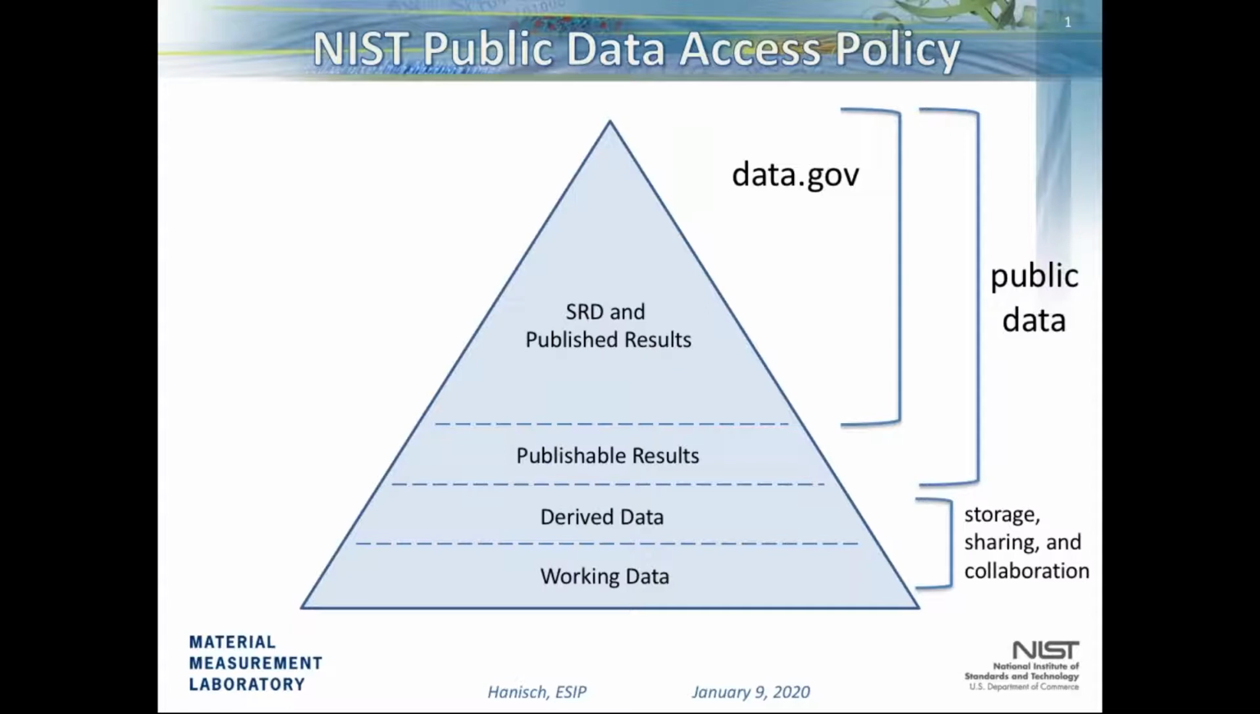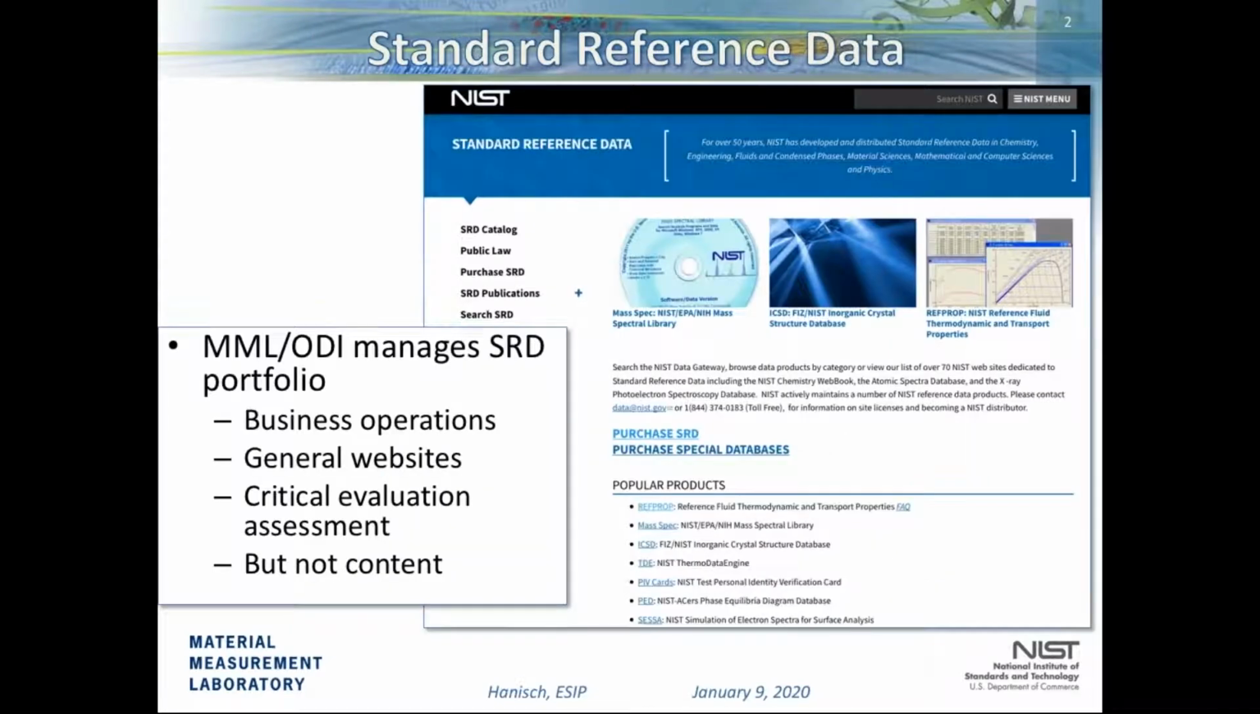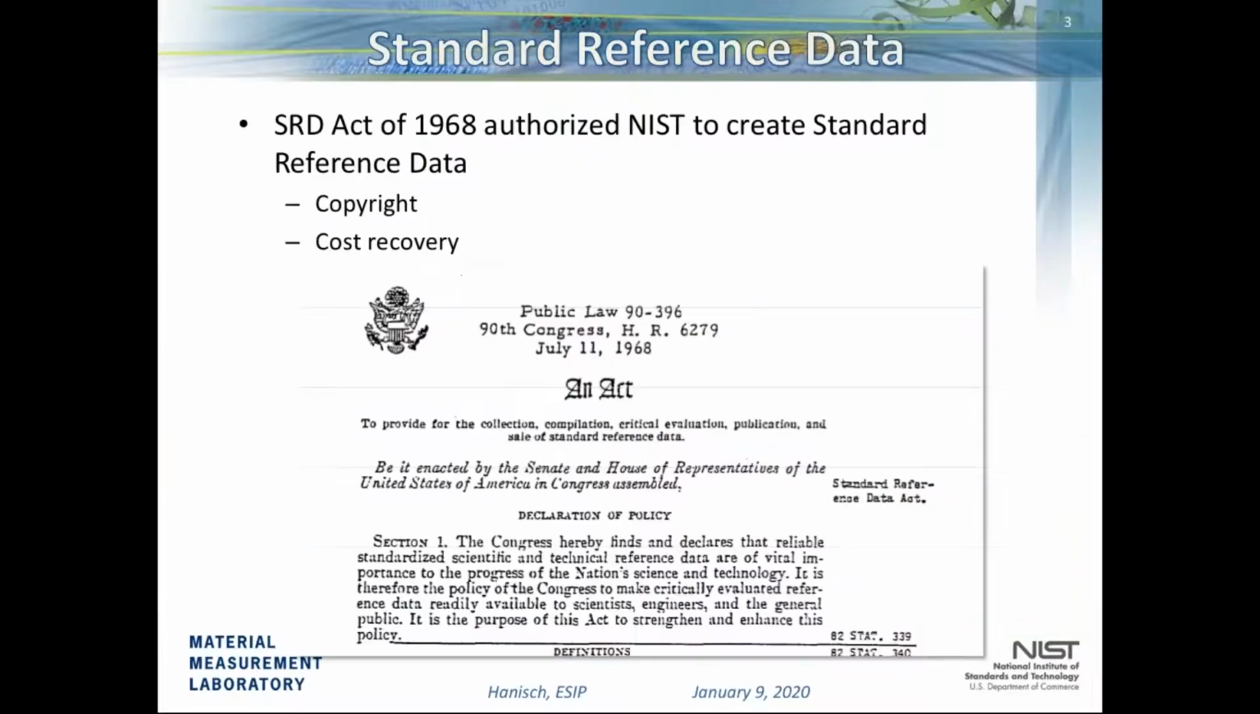Standard reference data are a special class of data at NIST. These are data that have been very carefully vetted for quality by experts in various domains on the staff at NIST. SRD was defined formally in 1968 by the SRD Act in Congress, and this authorized NIST to create standard reference data and to copyright those data. So this is an exception to the general rule that Henry was talking about, that generally works by US government employees are not copyrighted in the United States, but SRD are copyrighted.